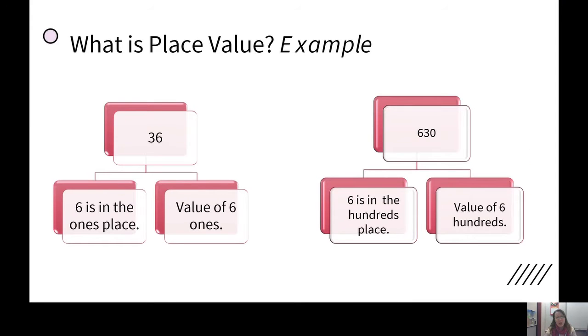To give an example of what is place value, we look at the two numbers 36 and 630. And within those two numbers, we are looking at the digit 6. Now, in 36, the 6 is in the ones place, so it has a value of 6 ones. But in 630, the 6 is in the hundreds place, therefore it has a value of 6 hundreds, which is a lot more than 6 ones.